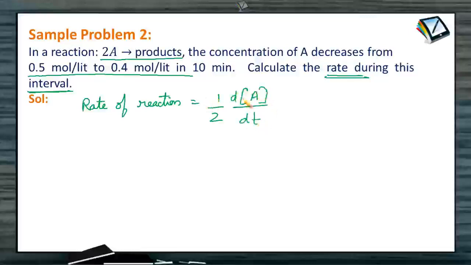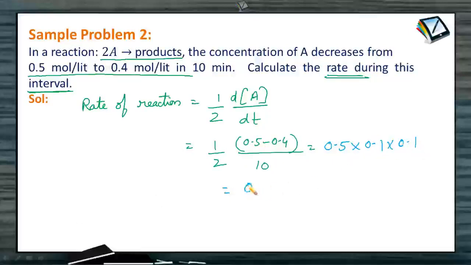And what is this dA? dA is nothing but the change in concentration of A in the specific time interval. And what is the time interval given? That is given as 10. So it becomes half of the change in concentration from 0.5 to 0.4, so (0.5 minus 0.4) divided by 10. This 1 by 2 into 0.1 into 1 by 10 is equal to 0.005 mole liter inverse minute inverse.